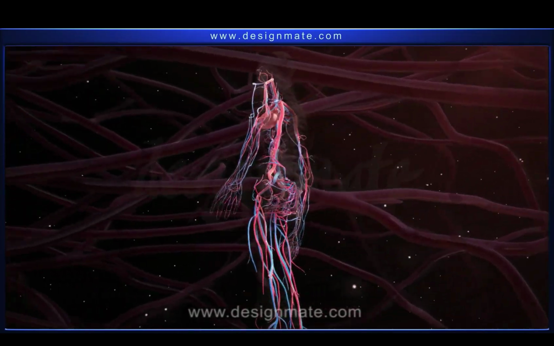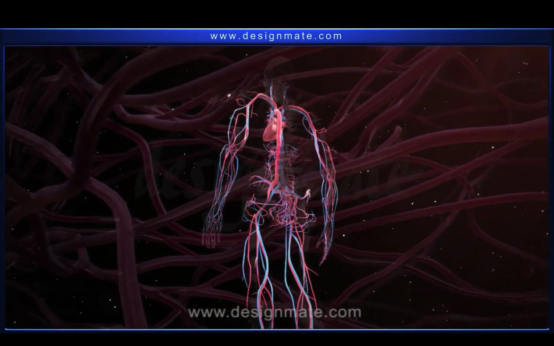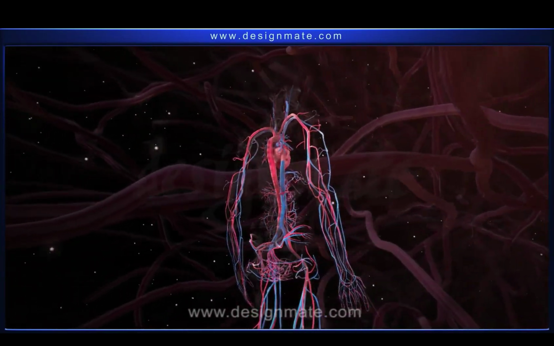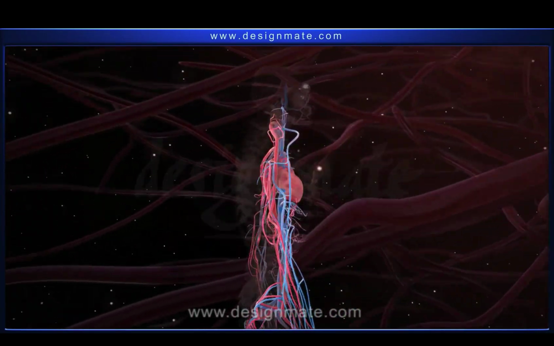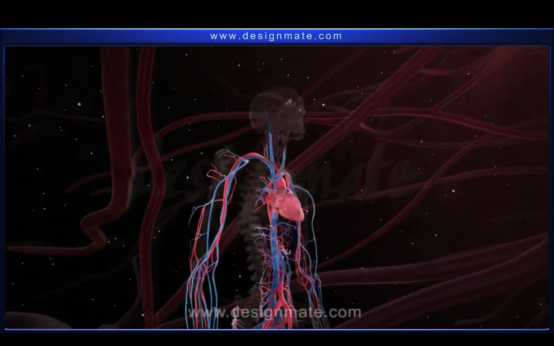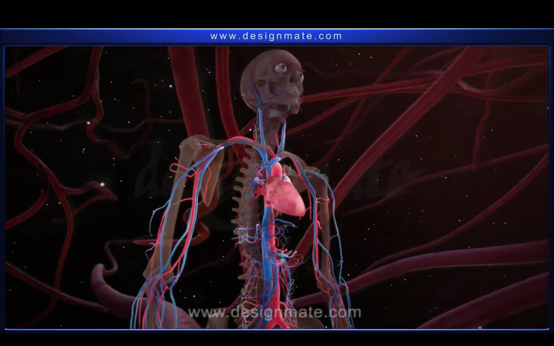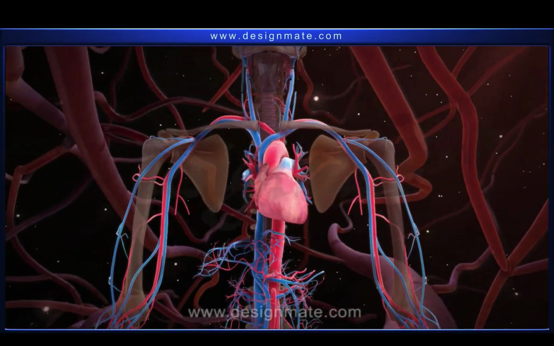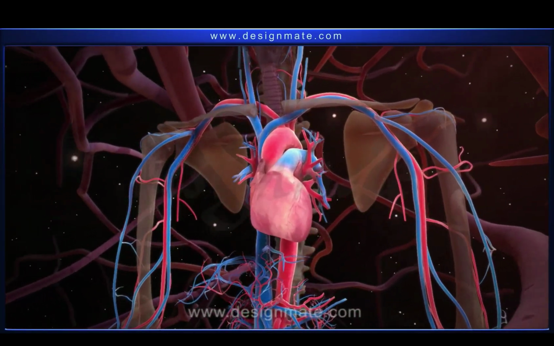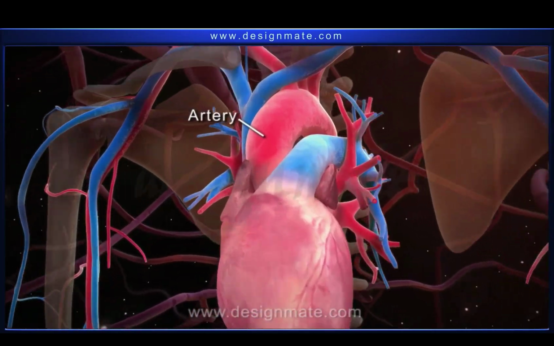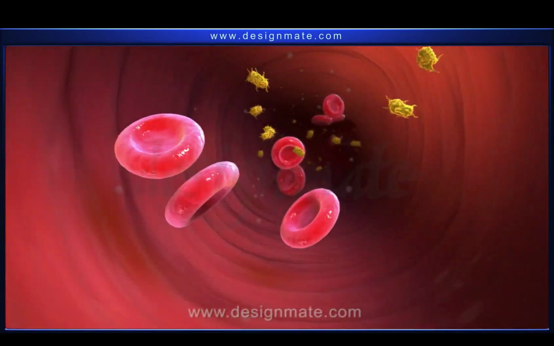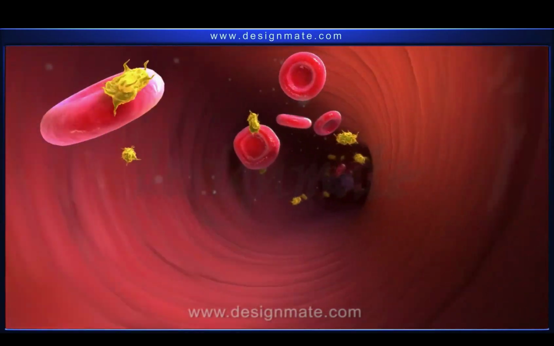In the human body, blood is the most important connective tissue. It is 5.5 liters of life force cruising through thousands of arteries and veins. These blood vessels carry blood to every other organ, tissue and cell of the body to keep them functioning and thriving. As we look inside an artery, we observe numerous blood cells.